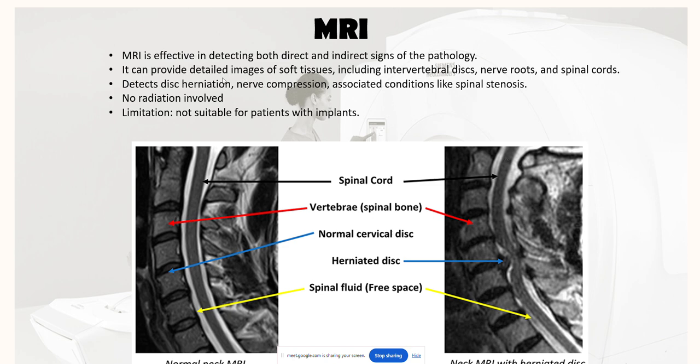MRI is effective in detecting both direct and indirect signs of the pathology. It can provide detailed images of soft tissues, including intervertebral disc, nerve roots, and spinal cord. It also can detect the disc herniation, nerve compression, associated conditions like spinal stenosis, and no radiation is involved. The limitation for MRI is it is not suitable for patients who have implants, and MRI also takes a long time to scan.